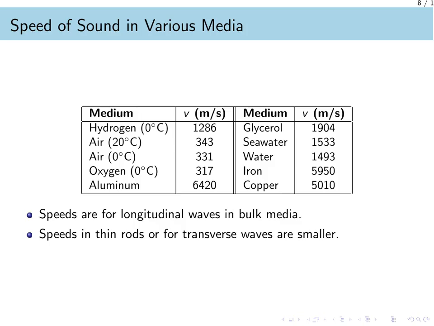In liquids like water or seawater, the speed is around 1,500 meters per second. Solids like iron and aluminum show even higher speeds, reaching over 5,000 or even 6,000 meters per second. It is important to note that these values are for longitudinal waves in bulk media. In thin rods or for transverse waves, the speeds are typically smaller.